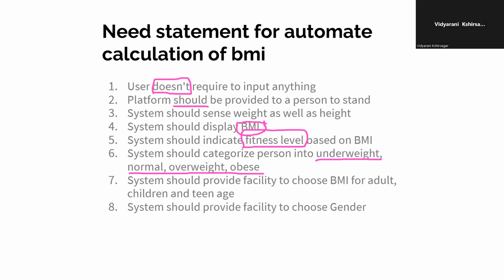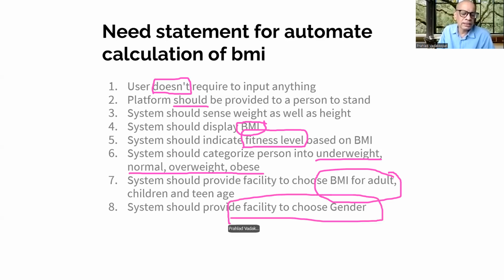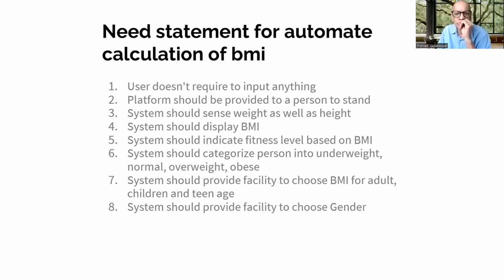Choose BMI for adults, children, and parents. The variation will be wider for adults compared to children. Gender, I don't know whether this can be identified, but I don't know why we need that. If there is a specific requirement, that's fine. Yes. Next one.